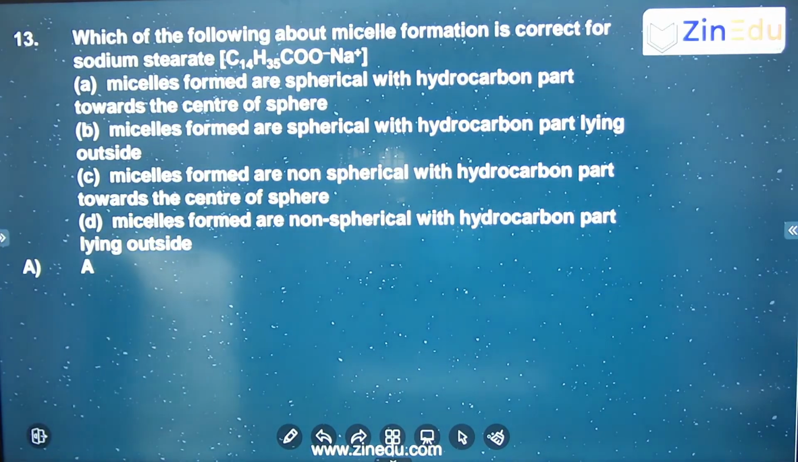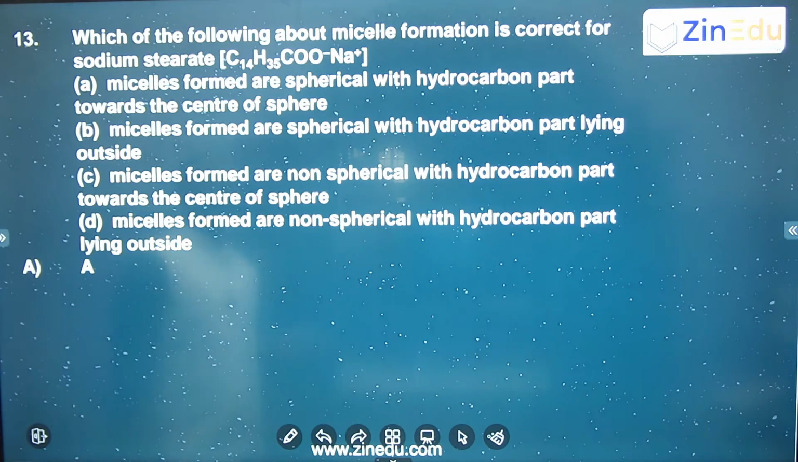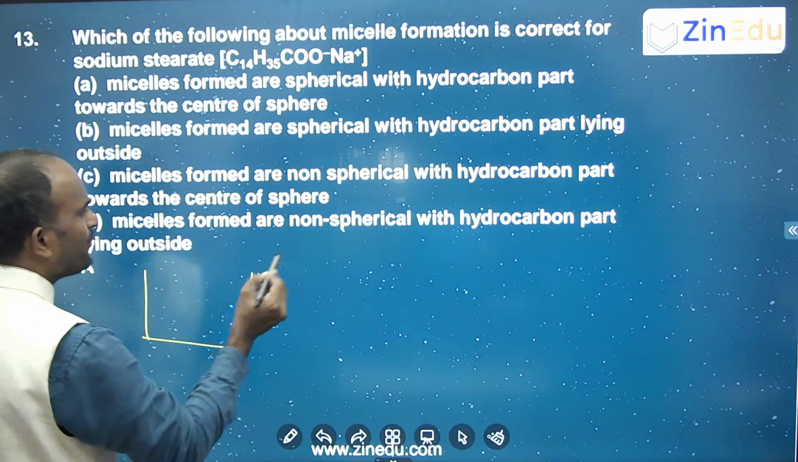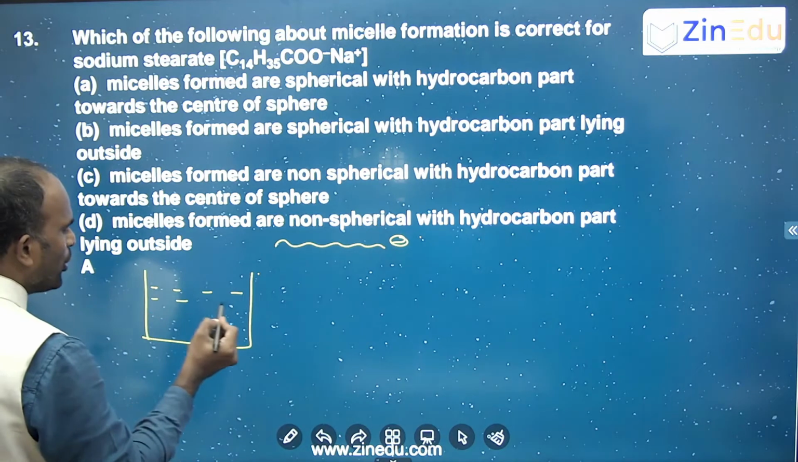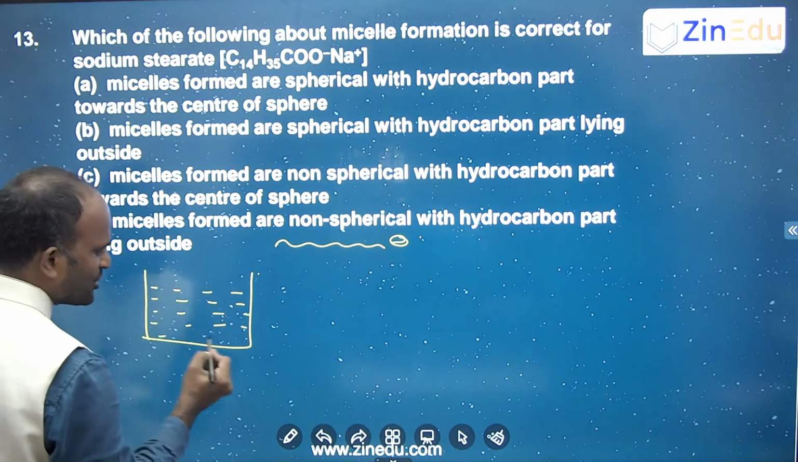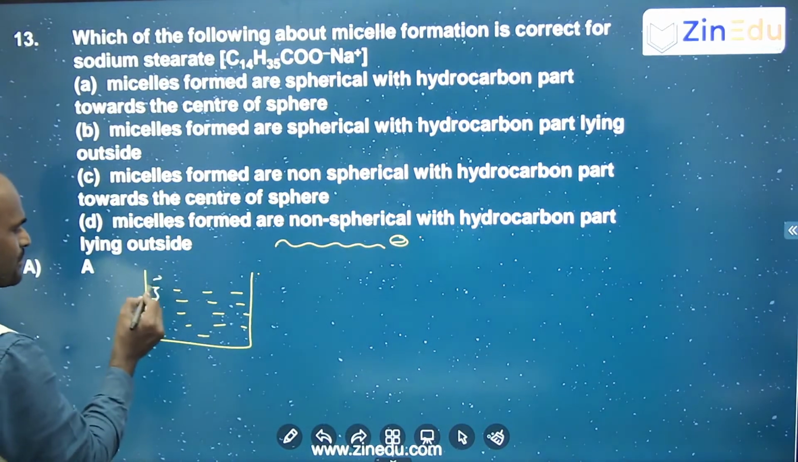Which of the following micelle formations is correct for sodium stearate? Micelles formed are spherical with the hydrocarbon part towards the center of the sphere. Actually, how is the micelle going to be formed? For example, if we consider this is the sodium stearate, when the concentration is less, they are going to align in such a direction like this.